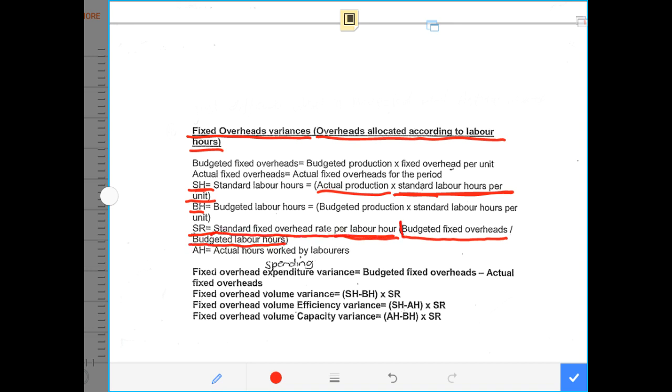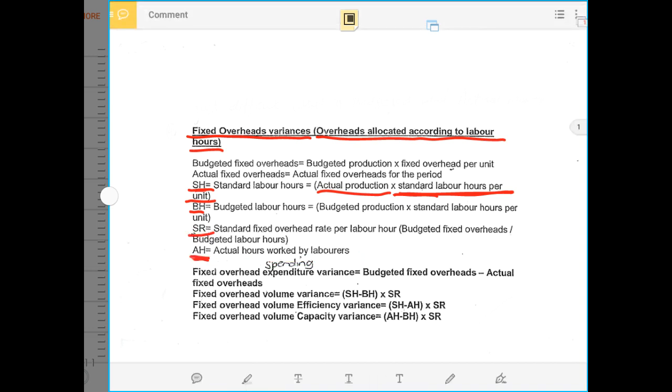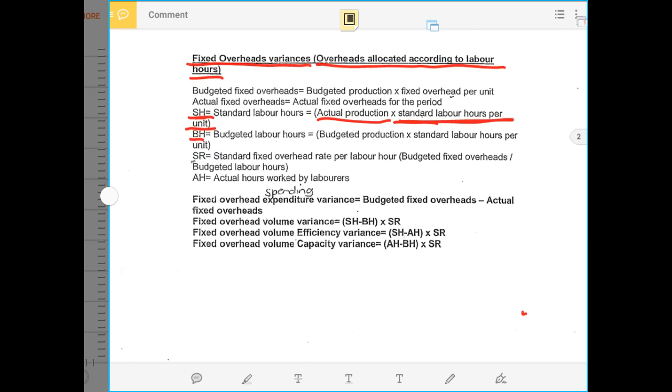We get the total of our budgeted fixed overhead, and you divide that by the budgeted labor hours. After you have done that, you'll get to the standard rate, which is the predetermined overhead rate, in other words POR. And that POR will definitely be per labor hour because the base is also labor hours. Then we proceed to the last part, which is the actual hours. Actual hours are the actual hours that are worked by the direct employees. That will normally be given, or you have to use the information provided to you to calculate that.